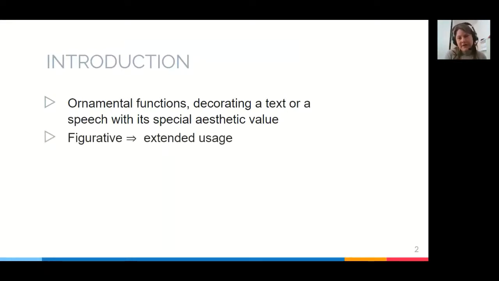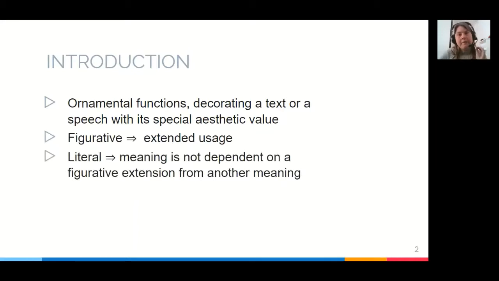Figurative language is an extended usage of literal language. When you are literal, the meaning does not depend on a figurative extension from another meaning like figurative language. So when I say it's a child, child has its literal meaning, yes? It's a human person of a certain age. And then you have here the literal meaning.